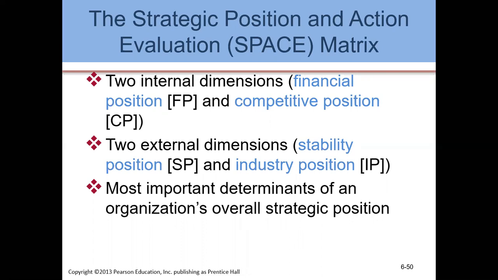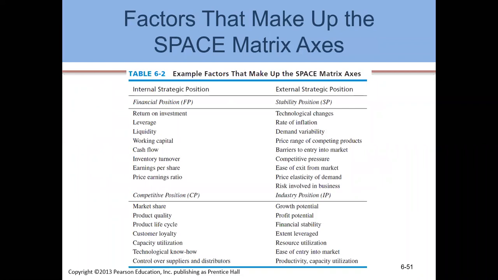Most important determinants of an organization's overall strategic position. So that is the bottom line which your author has given, that these are the 4 most important determinants of an organization's overall strategic position, keeping in view 2 internal and 2 external dimensions. Now let's see what we have to take in these dimensions.